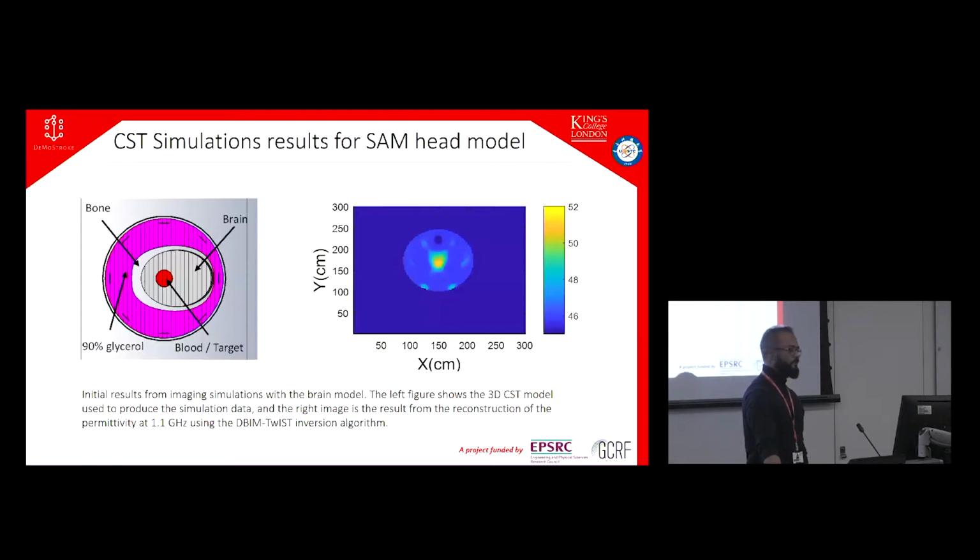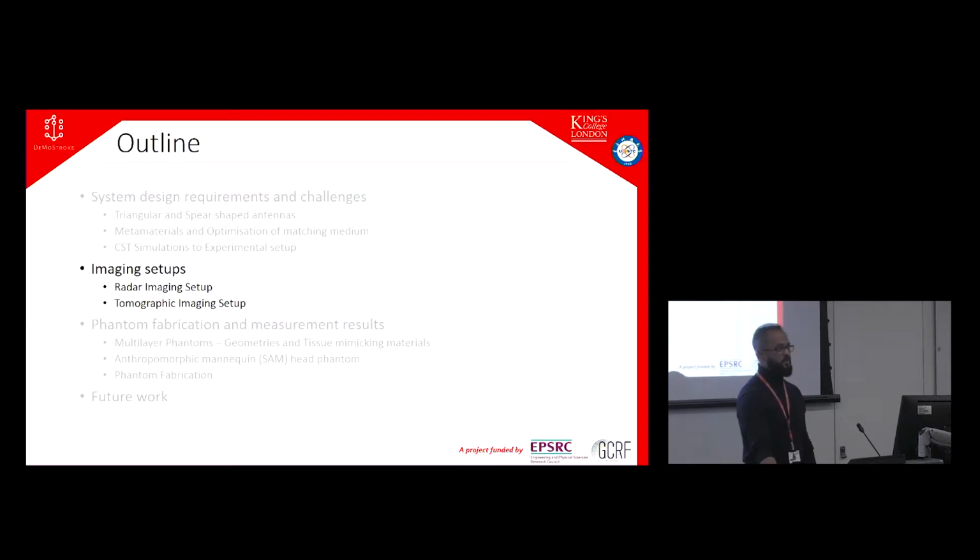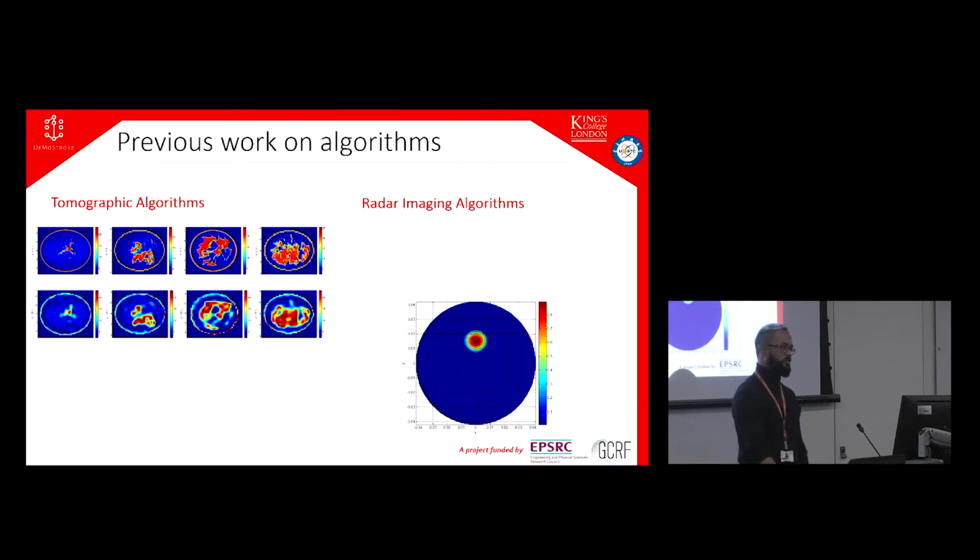Now we have two imaging systems, radar-based as well as tomography. The reason we have two is that in the long run we will try to merge the two to create a hybrid algorithm. These are the results from some previous work on using these two methods, in which we've successfully reconstructed the images, any discontinuities from the simulation data.